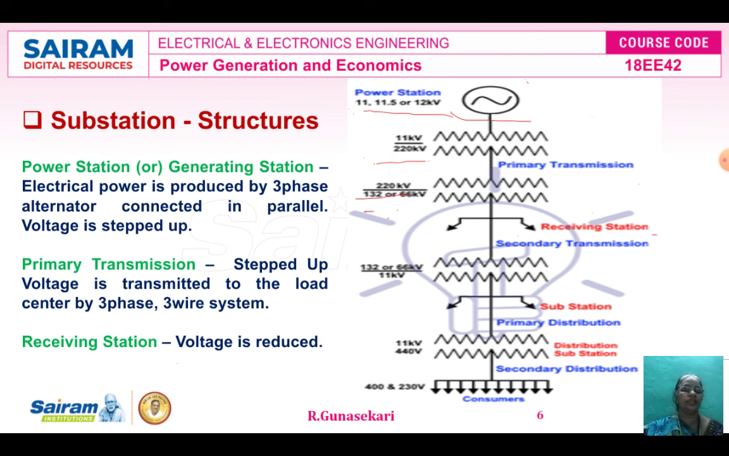The 11 kV is again stepped down to 440 volt at the distribution substation. Again this voltage is transferred to secondary distribution through the transmission line. Then on the secondary distribution side, the 440 volt is again stepped down to 400 volt for 3-phase and 230 volt for single phase. This 3-phase voltage and single phase voltage is transmitted to the consumer through feeders.